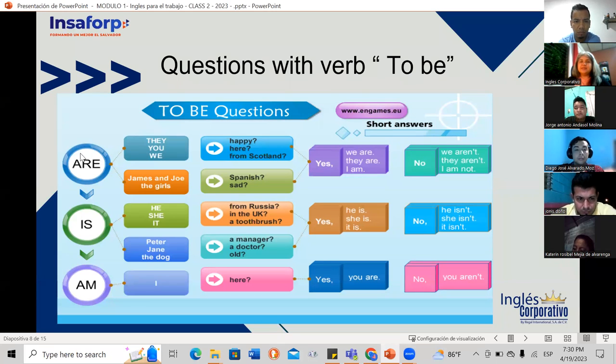Okay, preguntas. ¿Cómo utilizar el verbo to be? Aquí el ejemplo de are. ¿Tienen alguna duda? ¿Preguntas? Teacher. En español, ¿cómo sería? ¿Are James and Joy Spanish? Está preguntando que si ellos son españoles. ¿Son ellos españoles? Spanish. Okay, thank you.